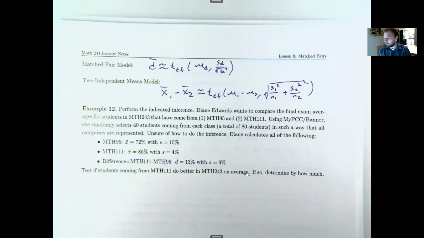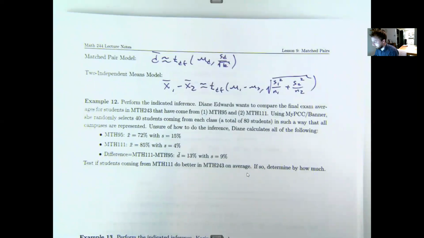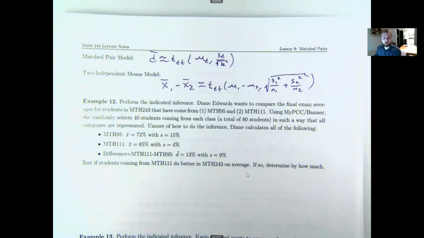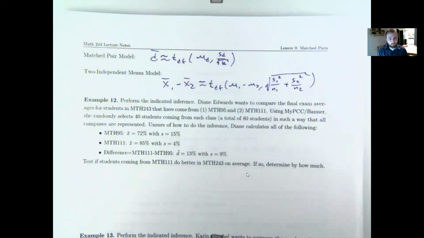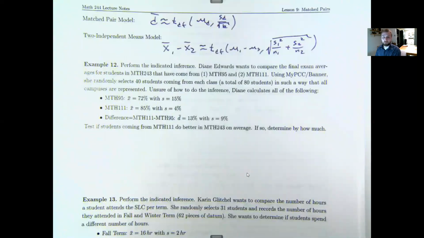So let's try to figure out if this is matched pair or if this is two independent before I try to do any of the math. And the thing I'm trying to figure out is, am I looking at same or am I looking at different? I'd like you to pause the video and see if you can figure out, is this matched pair or is this two independent?